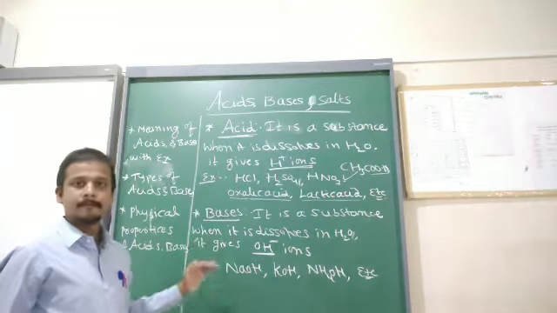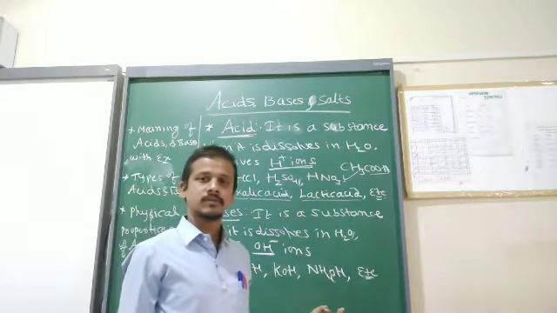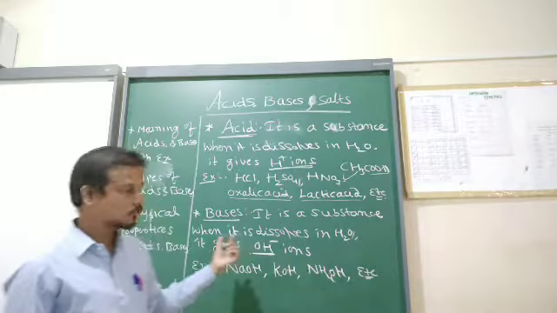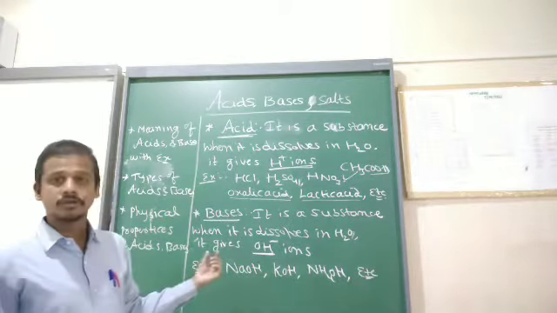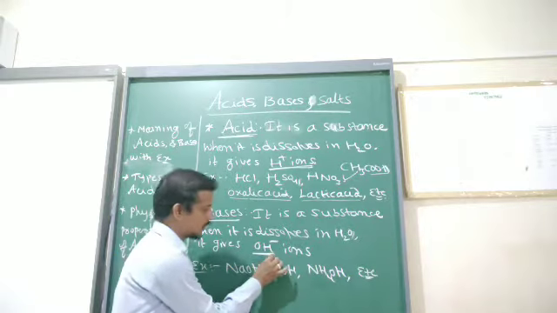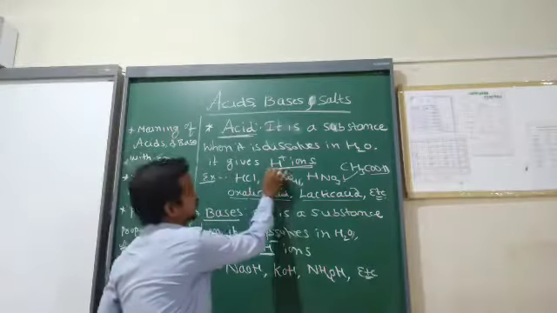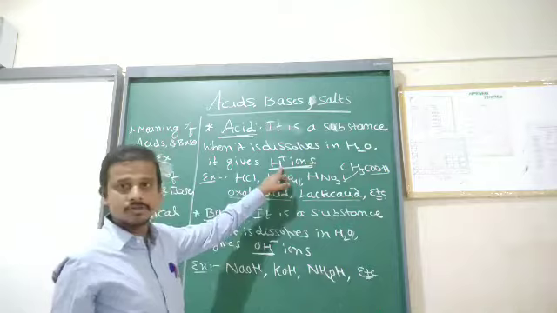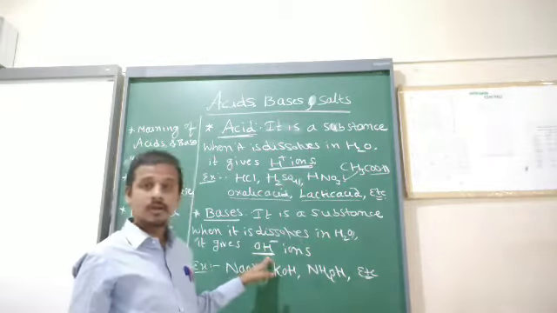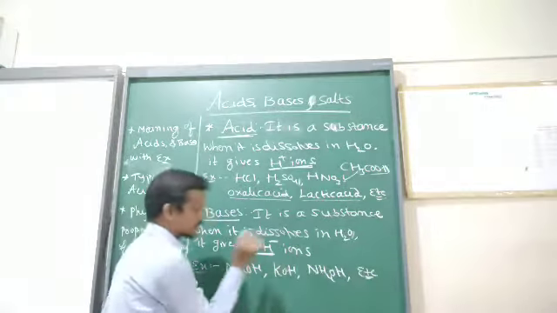The next concept is bases. What do you mean by bases? Similarly, a base is a substance that, when it dissolves in water, gives hydroxyl ions. Hydroxyl is denoted as OH minus. Compared to acids, which give H plus ions, hydrogen ions, bases instead give hydroxyl ions, OH minus. You can denote the minus sign.